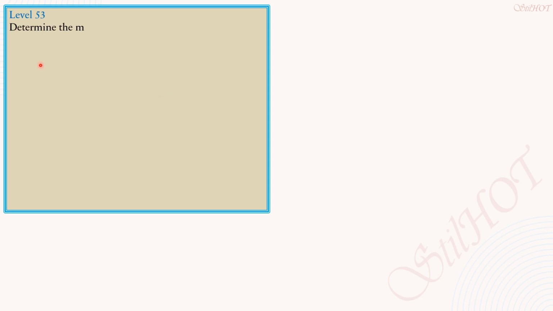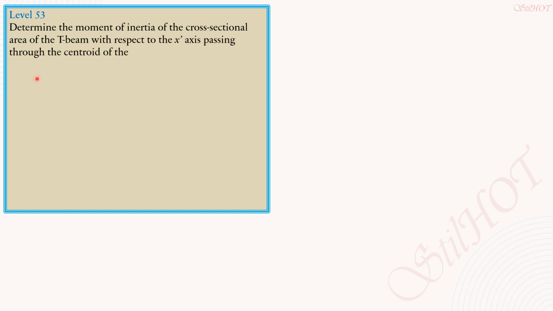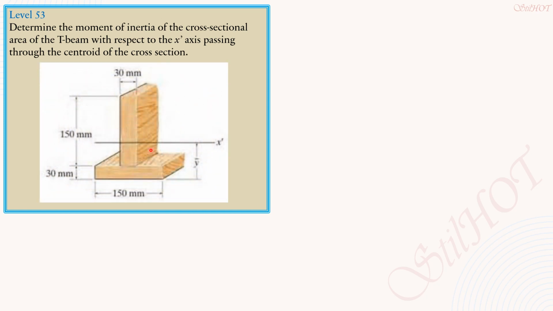Level 53, determine the moment of inertia of the cross-sectional area of the T-beam with respect to the x' axis passing through the centroid of the cross-section. So here is the given figure. This x' axis is also the centroidal x-axis of the T-beam, T section. So this distance is denoted by barred y or yg in the figure.